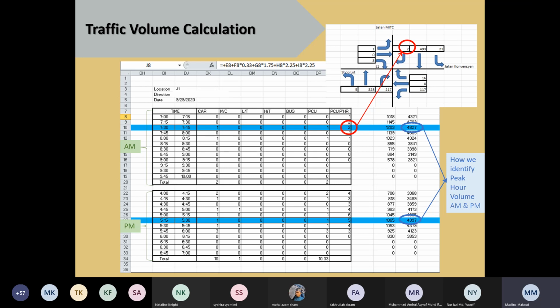So from that we can identify our PCU per hour for each indicated flow. So this is how we get our PCU per hour for one junction.